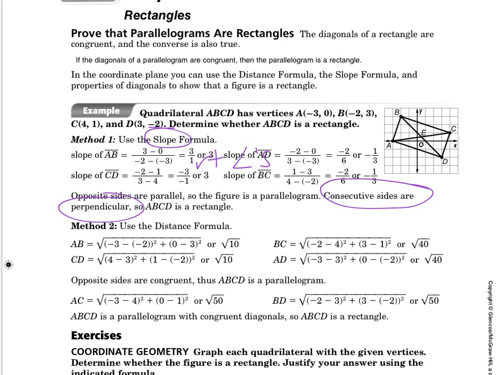Right, it's going to show you that you're going to have these right angles. You're going to intersect at 90 degrees, which obviously proves that you have a rectangle. But you can only do that after you show me the opposite sides are parallel or something like that to show me that you have a parallelogram.